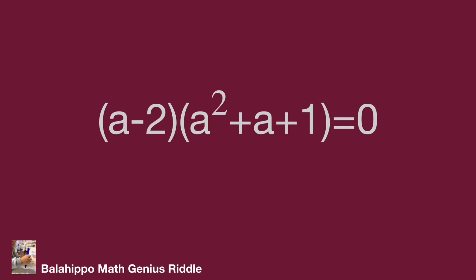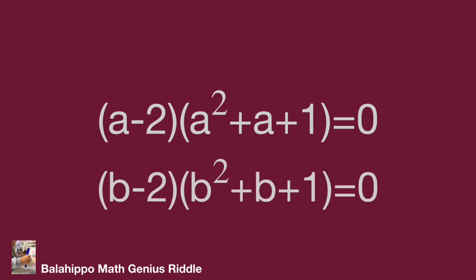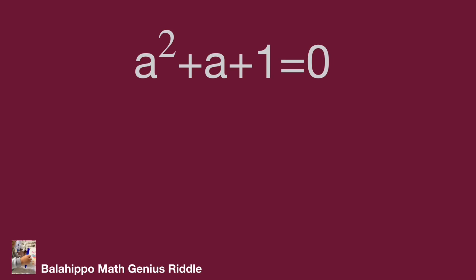Also factorize the other equation as quantity b minus 2 multiplies quantity b squared plus b plus 1 equal to 0. a and b are not equal to 2, so eliminate quantity a minus 2 and b minus 2 in each equation. After that, it is an easy way to get a from a squared plus a plus 1 equal to 0.